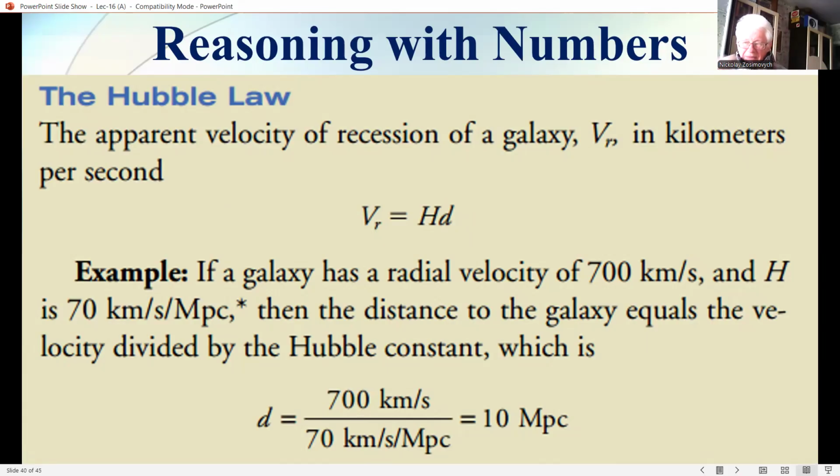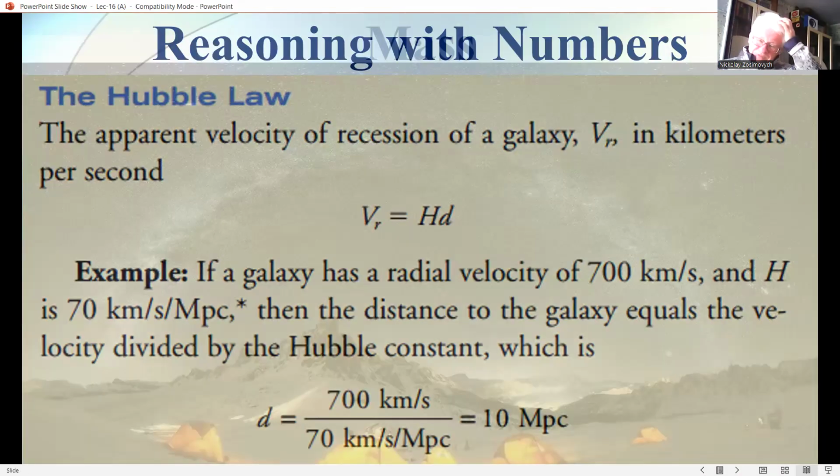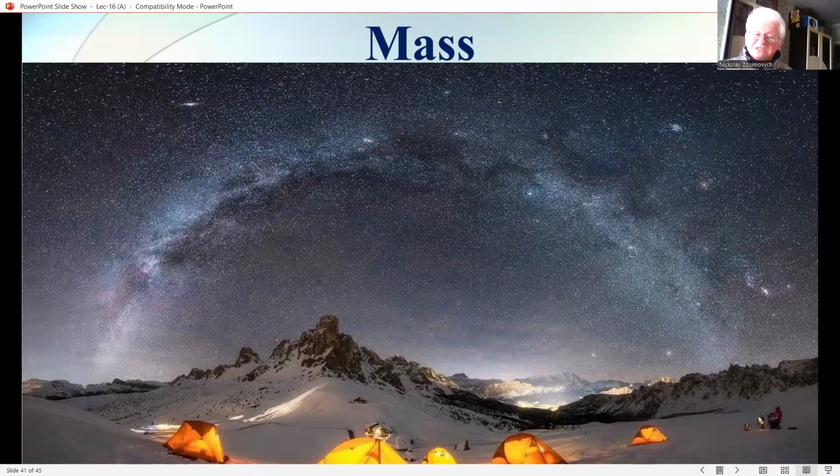So let's make the next example. If a galaxy has a radial velocity, suppose, of 700 kilometers per second, and H is 70 kilometers per second per megaparsec, then the distance to the galaxy equals the velocity divided by the Hubble constant. And you can see here that 700 divided by 70 gives us a value of 10 megaparsecs. Okay? So notice how the units of kilometers per second cancel out to leave the distance in megaparsecs. Okay? Very simple. Right?